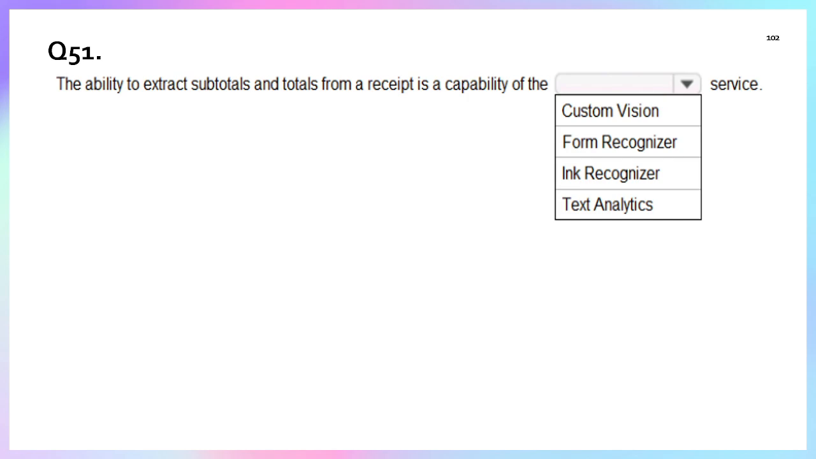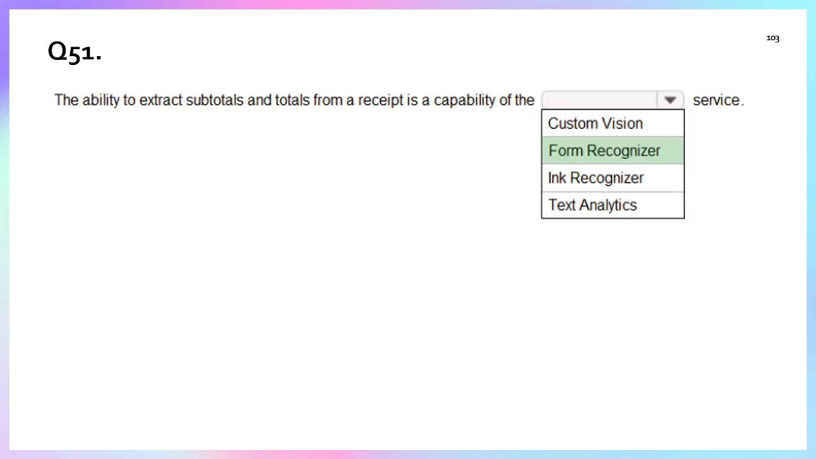Ink recognizer, I don't know. Form recognizer is the best way to extract the total and subtotal. And text analysis, no, it's related to analysis. So the correct answer is the form recognizer.